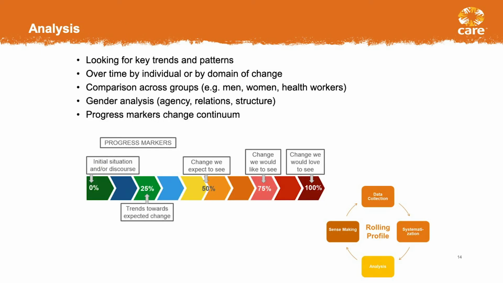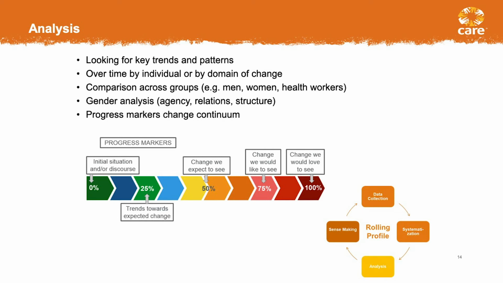Yeah, so for the analysis, there are several different ways to look at it, and some projects would do all of them and some would choose particular approaches. The key thing is, like for any analysis, it's looking for the key trends and patterns that you're seeing, and because we've got this longitudinal approach, you're also looking for changes over time. So you can take an individual person and look at how things have changed for them over time, or you could look at one of those domains of change and look at the key things that have changed or not changed. But what's really interesting is that you can also do a comparison across those groups.